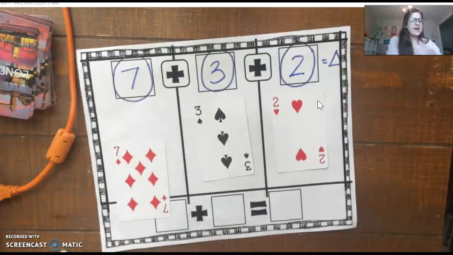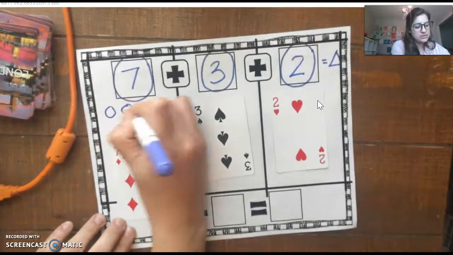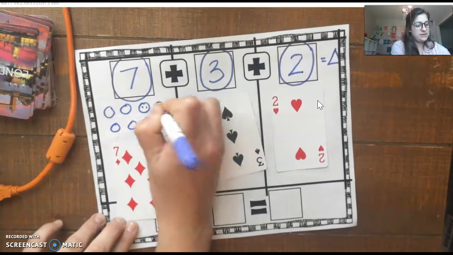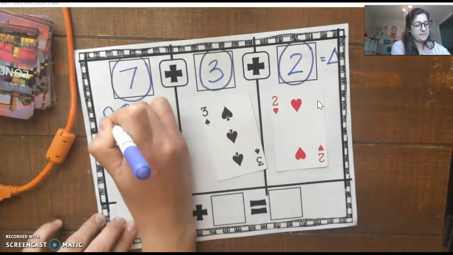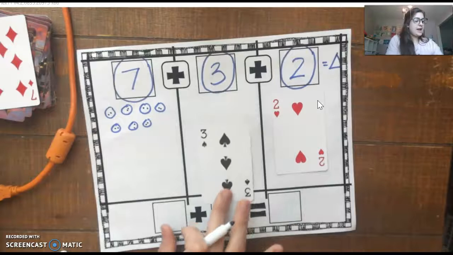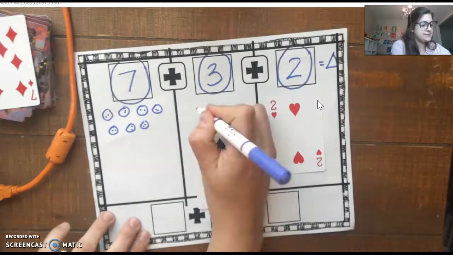So let's say I have 7 cookies. 1, 2, 3, 4, 5, 6, 7. They're my cookies. Okay. I have 3 brownies.